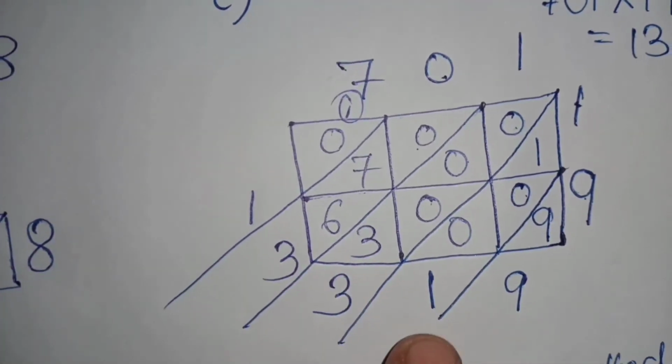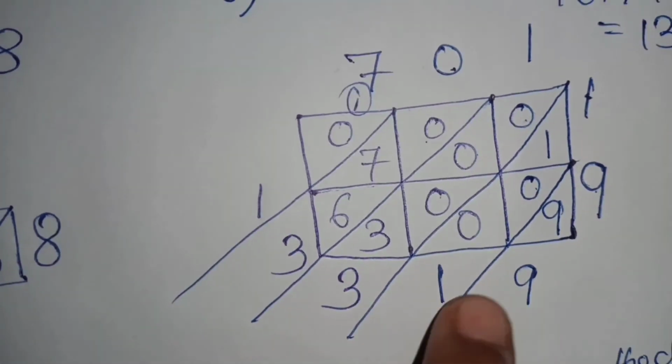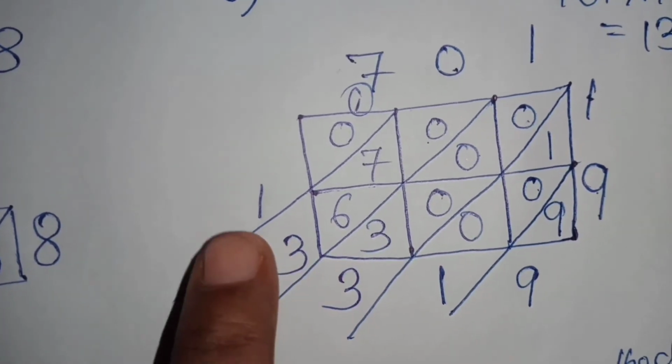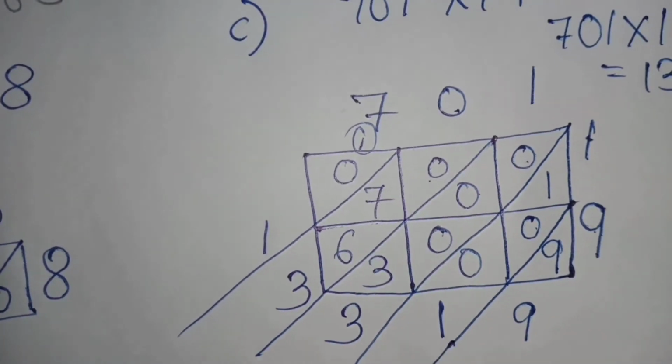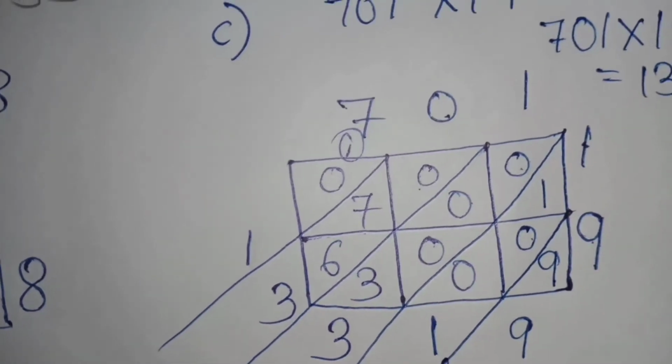You can write here, you can write at this end. I have written in this, I have written here so that no confusion will be there. It will be separated by this line, and there will be no confusion. So we got the answer.